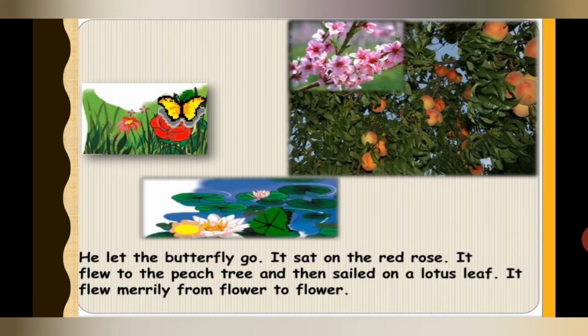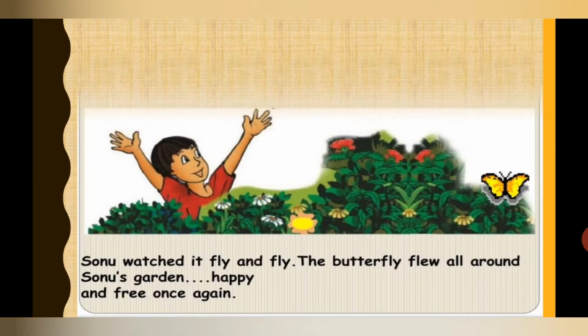It sat on the red rose. It flew to the peach tree and then sailed on a lotus leaf. It flew merrily from flower to flower. Okay, now that butterfly was free, and it started moving here and there on the red rose, on the lotus leaf, on the peach tree, everywhere. Wherever that butterfly wants to go, she can move freely. And now that butterfly can move from flower to flower very freely. And now it was very happy.